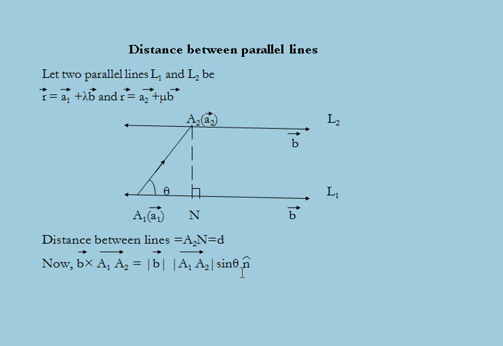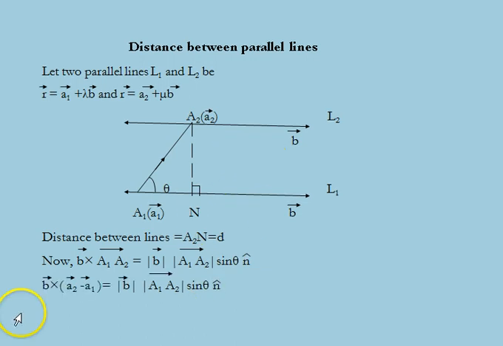Now here theta is the angle between the vectors b and a1a2, and n cap is the unit vector perpendicular to the plane of lines L1 and L2, which means that the cross product of vector b and a2 minus a1 is equal to mod of b vector into mod of vector a1a2 into sine theta and unit vector n cap perpendicular to lines L1 and L2.